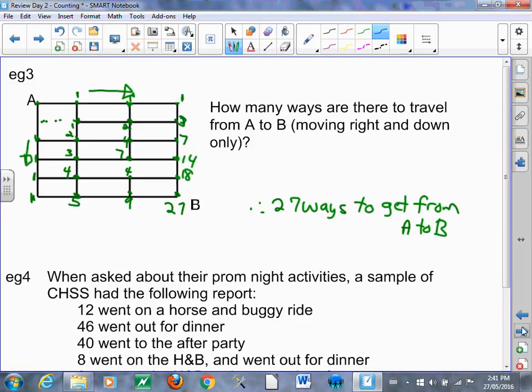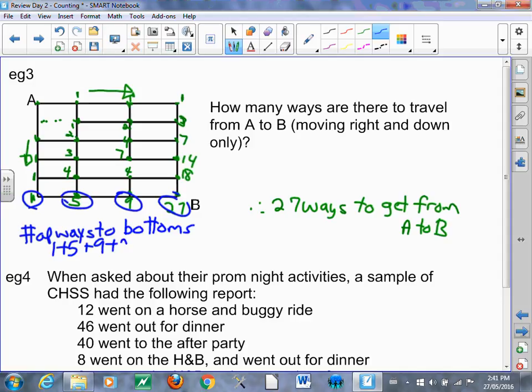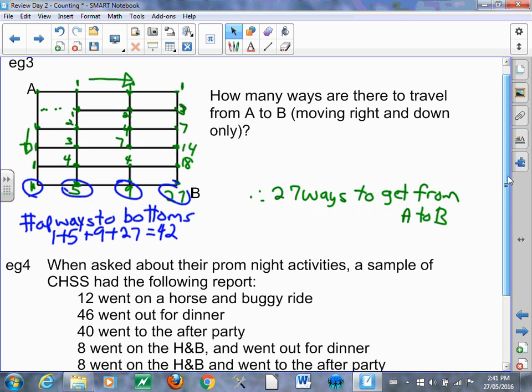Now, if I ask the question, how many ways to get to the bottom, just on the side note, number of ways to bottom. If it's on the bottom, you're just going to add these up. So that would be 1 plus 5 plus 9 plus 27. That would equal 42 ways if I was asking that. Now let's take a look at example 4.